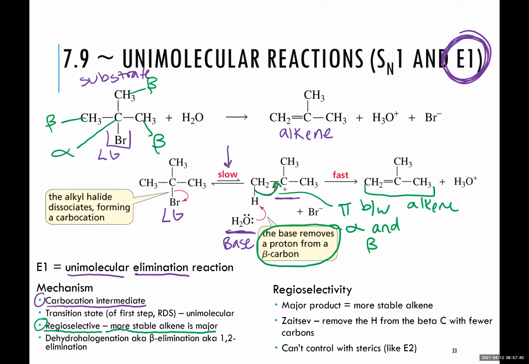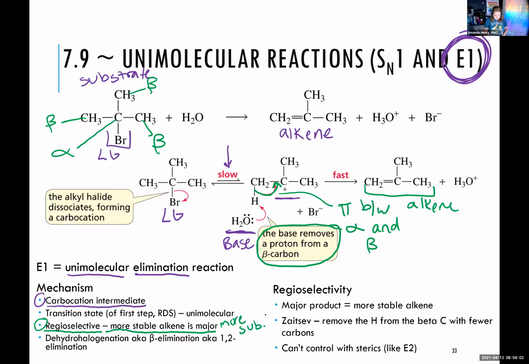I know the more substitutions. Yeah, the more substitutions. So if we have an alkene that is tetrasubstituted, that's the most stable possible, and then tri, and then di, and then mono. So we just want it to have as many substituents as possible. So more substituted.